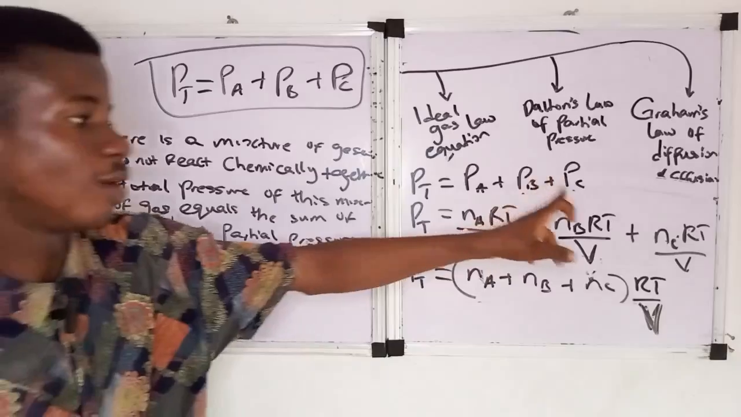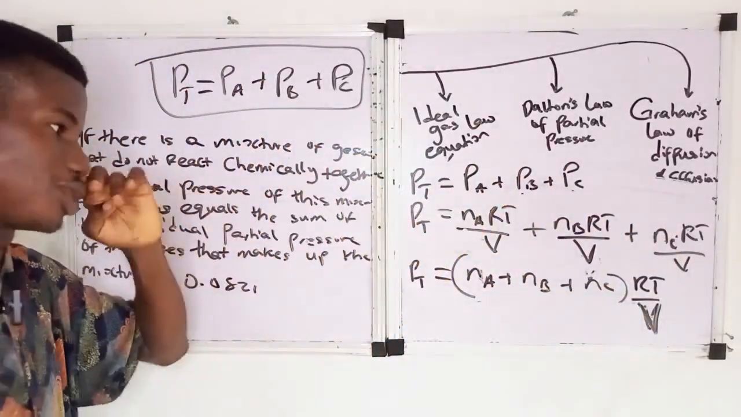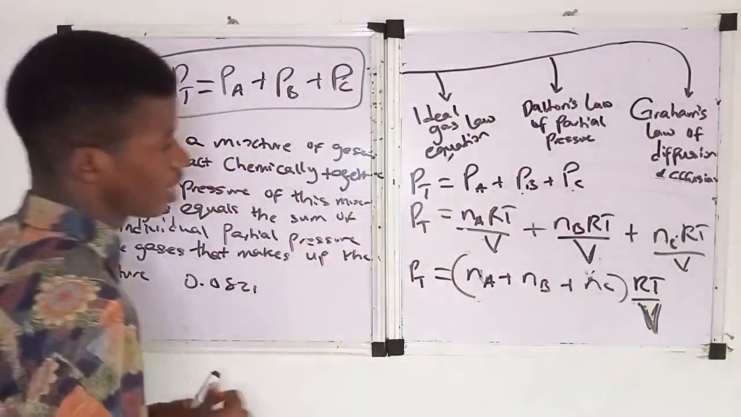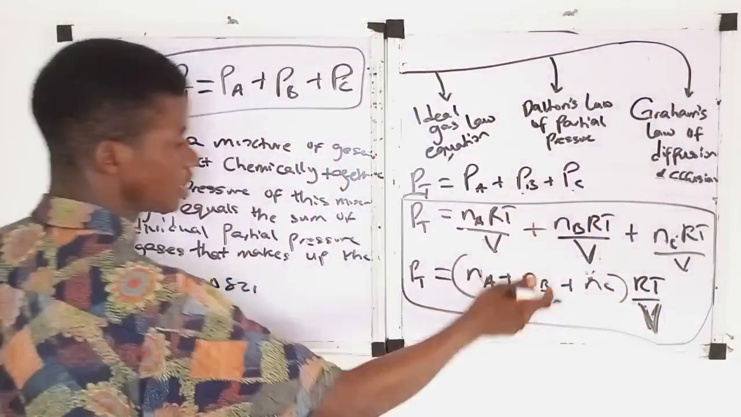They'll give you the number of moles of each of the gases. So do it like this: you add them, you get your total pressure. So this is one formula. That's the same thing.